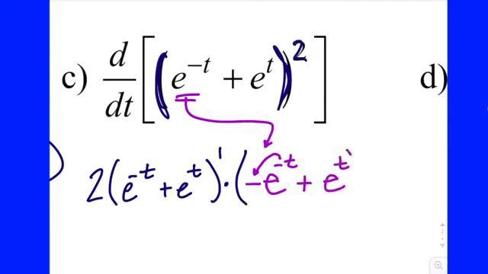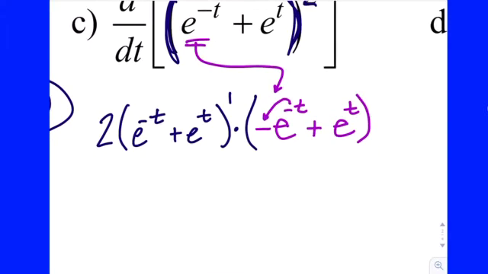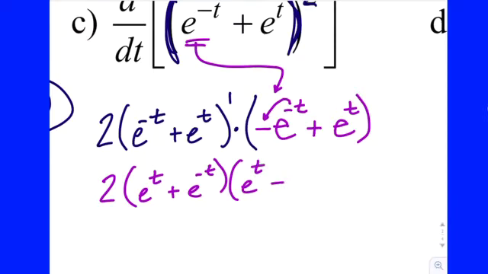Yep, there it is. And we're essentially done with the derivative. Looks good. Now, if I rewrite these, I can write that as e to the t power plus e to the negative t times e to the t power minus e to the negative t.